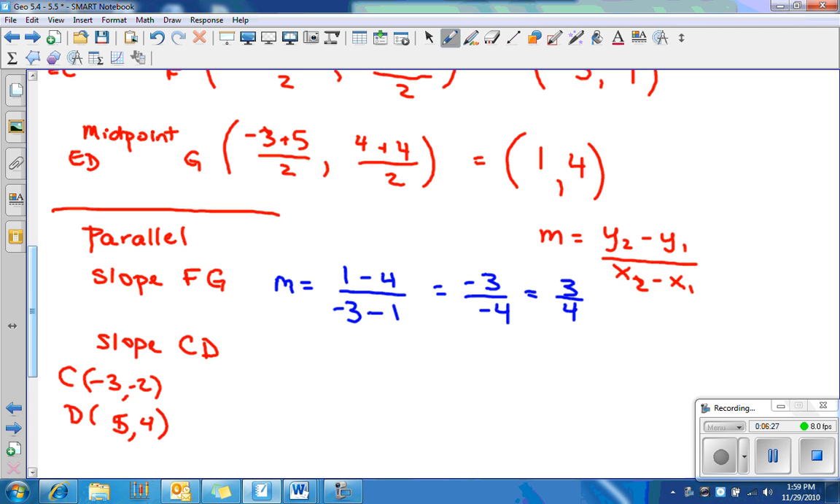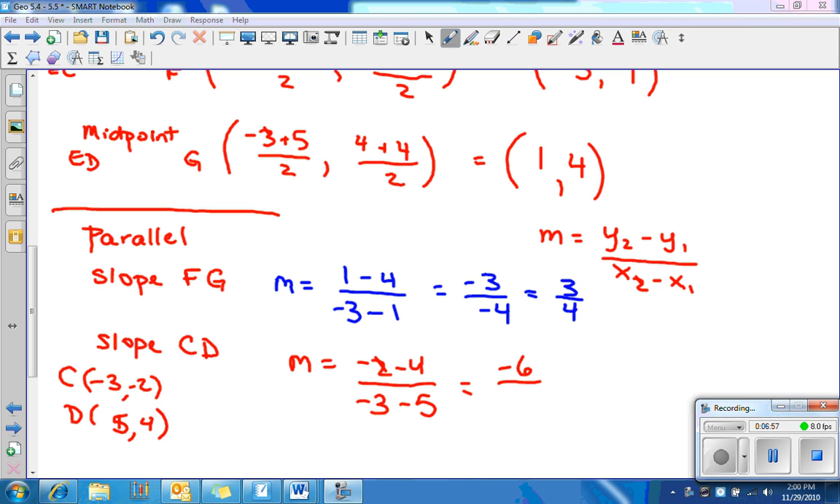Is that good? All right, so slope, change in your y, -2 minus 4. All right, and then your x values, -3 minus 5. And you get -6 over -8. Negative divided by a negative makes a positive. 6 divided by 8 reduces down to 3/4.